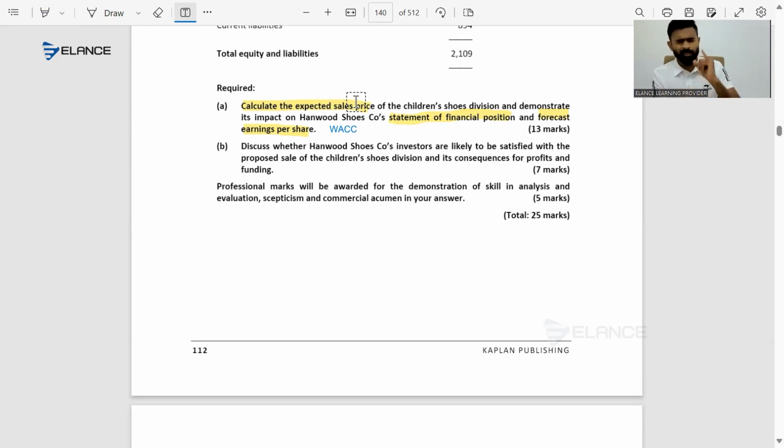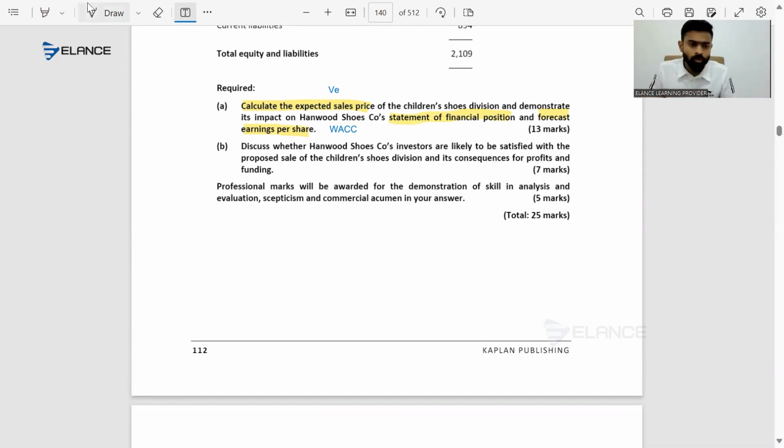We need to calculate the expected selling price if it's a sell-off. If it's a spin-off, we need to value the new business. What is the value of the new spin-off business? So it's a business valuation, valuation of equity. Then we need to prepare the new SOFP, and we need to calculate the effect in EPS. We need to calculate the effect in WACC.